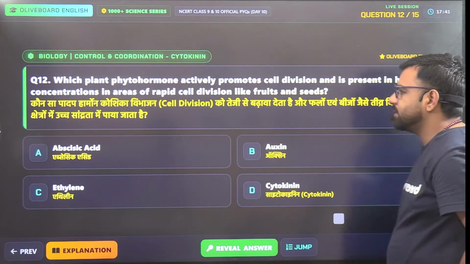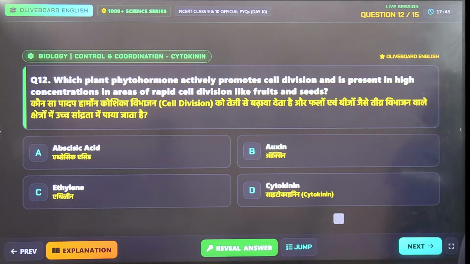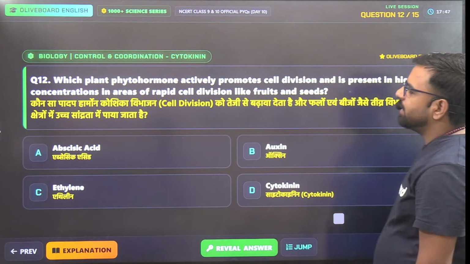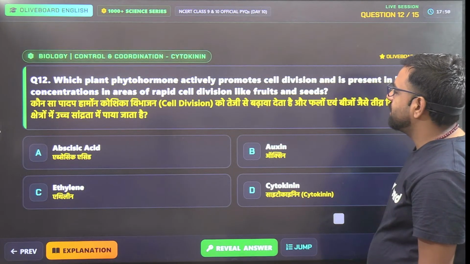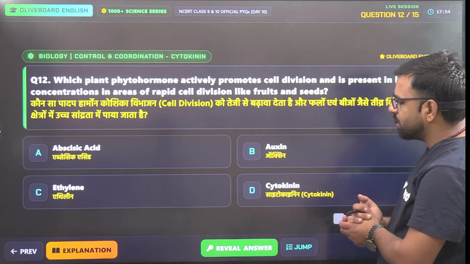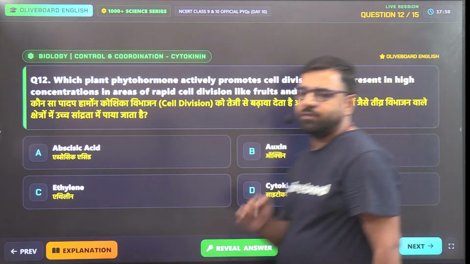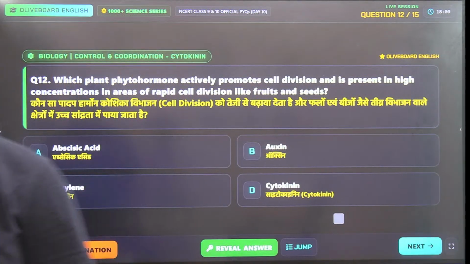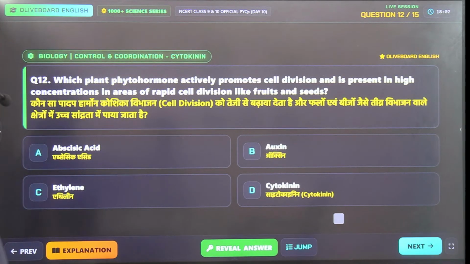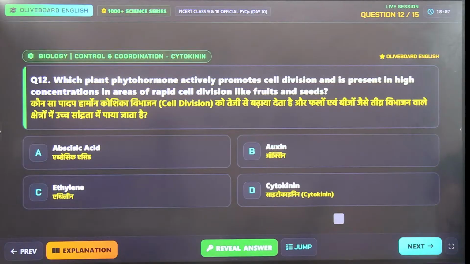That's it. Next, which plant phytohormone actively promotes the cell division and is present in high concentration in the areas of rapid cell division like fruits and seeds? Will it be abscisic acid? Will it be auxin, ethylene, or cytokinin? Just try to link it with the trick. So 11th is A, right. What about this 12th question, Ankita? What should be the answer? From the name itself, you can give the answer.